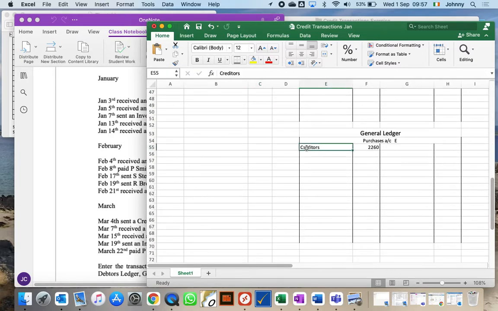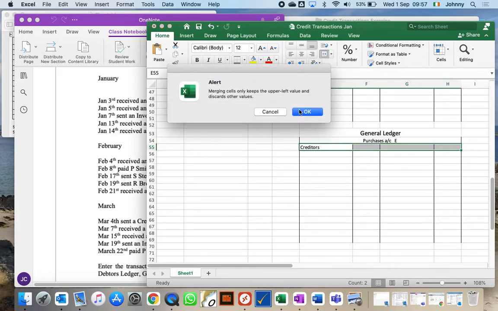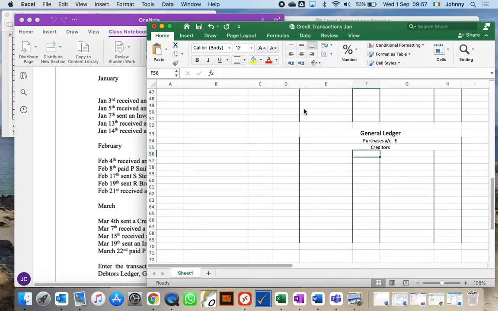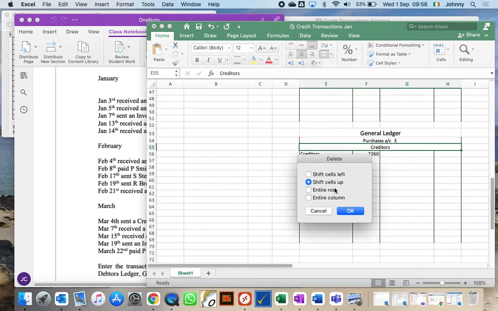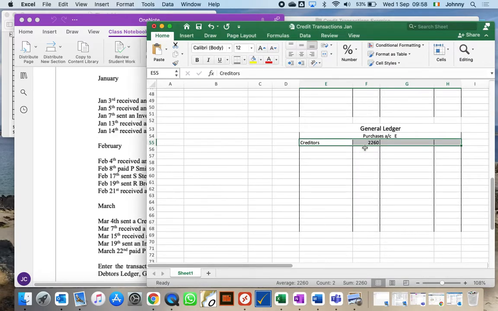So I've got creditors. Oh, that's wrong. So creditors, my total that I owe my creditors is 2260. Oh, yeah, sorry, I got that one wrong. Okay, so purchase account, I have creditors 2260 on the credit side.